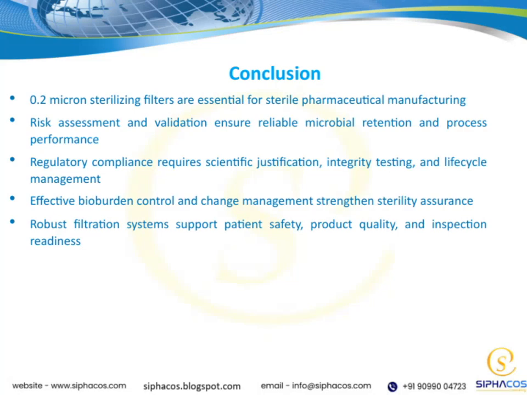So, in conclusion, 0.2 micron sterilizing filters are truly essential for maintaining sterility in pharmaceutical manufacturing. They play a critical role in ensuring that products are safe and free from microbial contamination. Risk assessment and validation are key components here, because they help us ensure that these filters reliably retain microbes and that our entire process performs as expected. It's about building confidence in our sterilization methods.